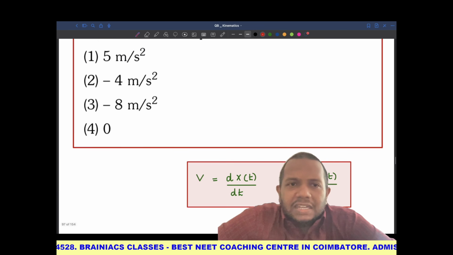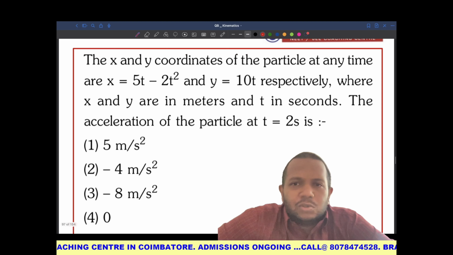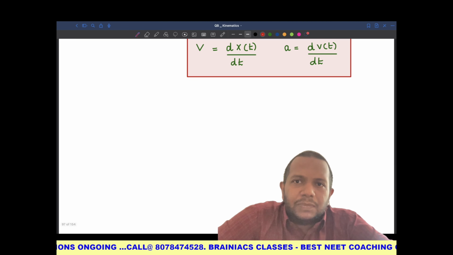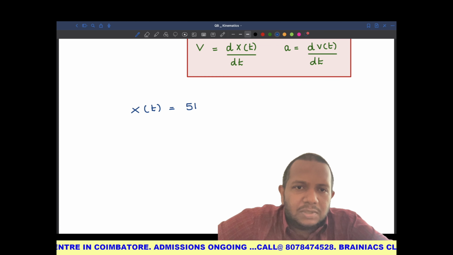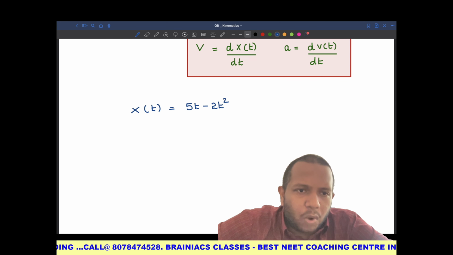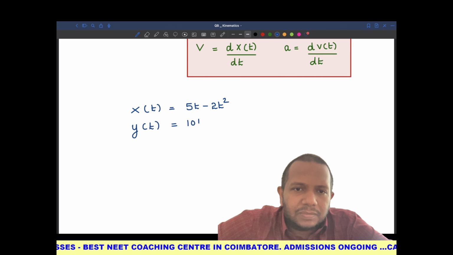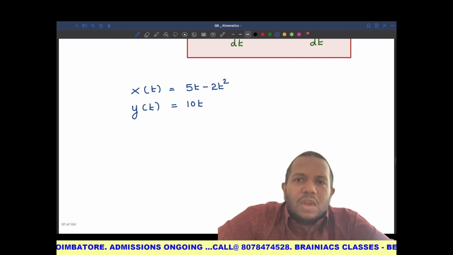So let us now write what is x here, the x coordinate. So x coordinate is 5t minus 2t square. So x of t is given as 5t minus 2t square, and y of t is given as 10t. This is given, correct?